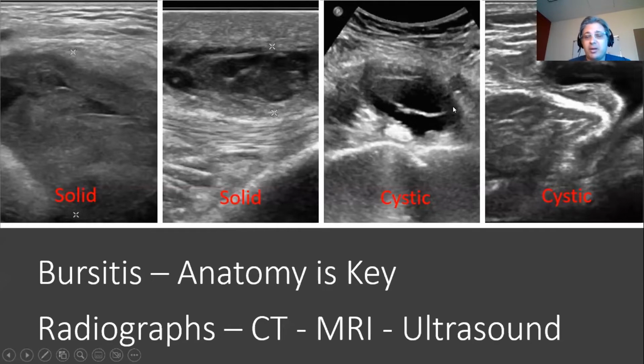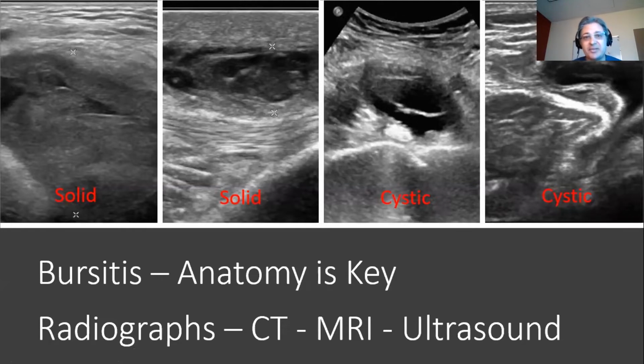And so one of the important teaching points when evaluating these bursae is that you can't really rely on the intrinsic sonographic appearance of these structures. You have to rely more on their anatomic location. And that's why an understanding of where these bursae belong anatomically is critical in making the diagnosis.